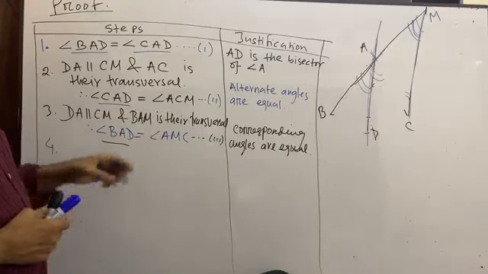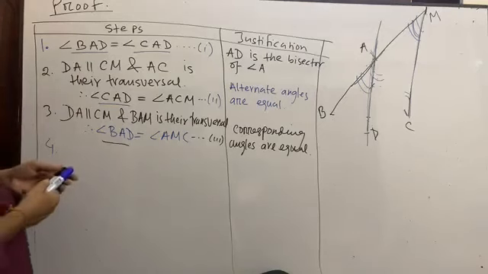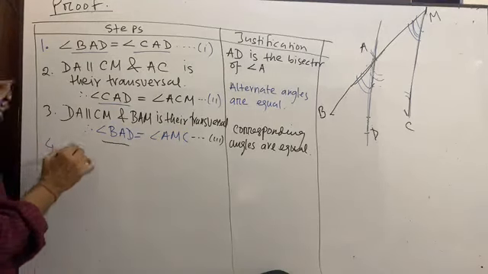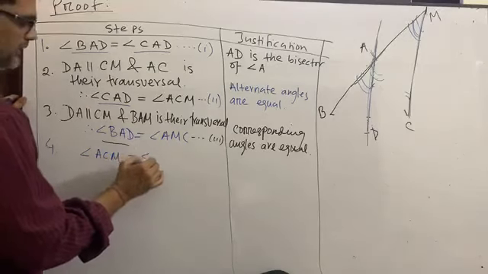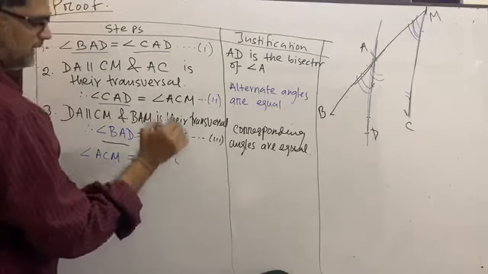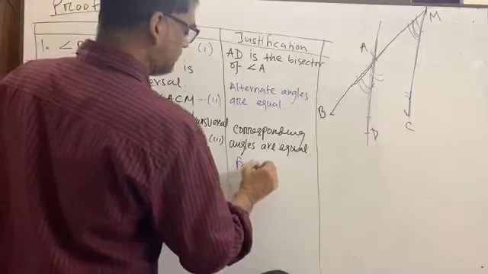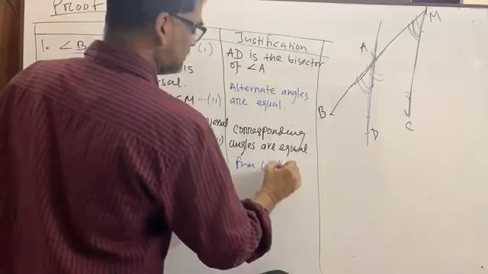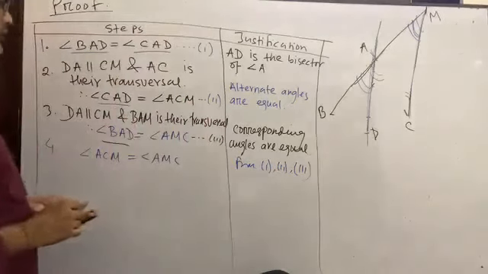Okay, so from equation 1 to 3 we can write angle ACM equals angle AMC. Write down angle ACM equals angle AMC from equations 1, 2 and 3. I think you have got it.